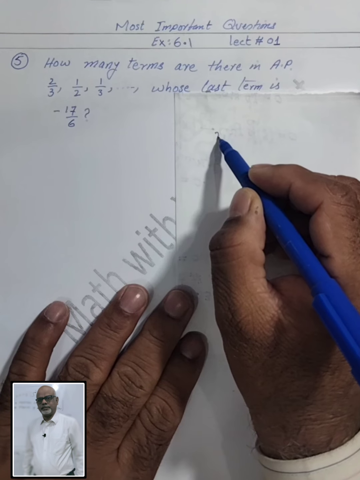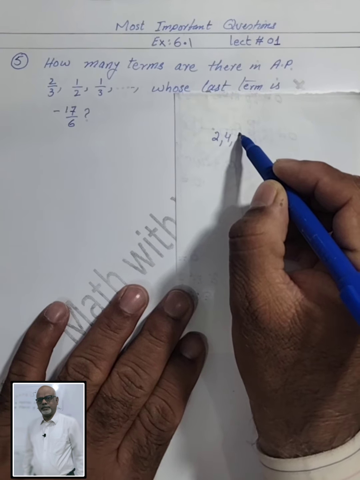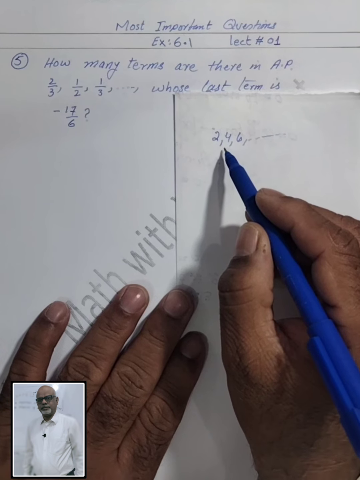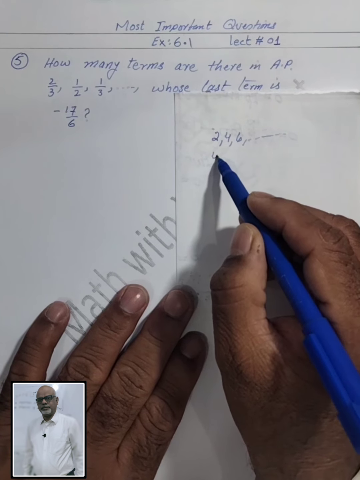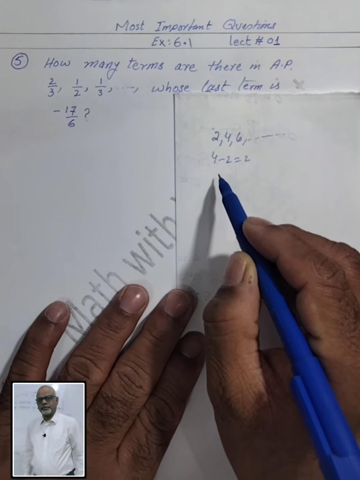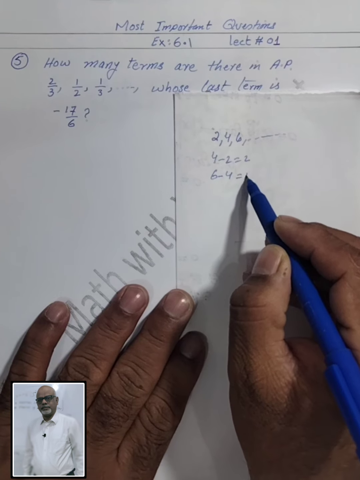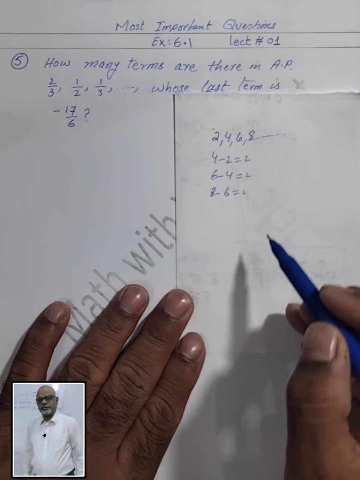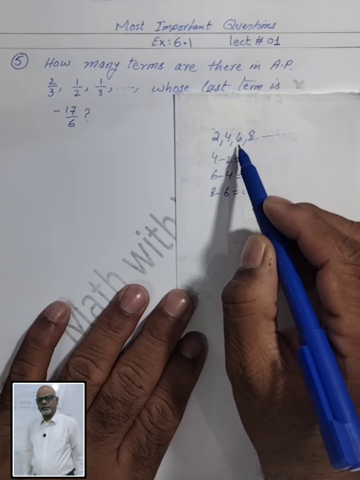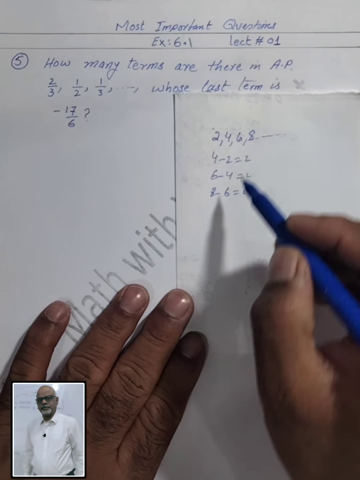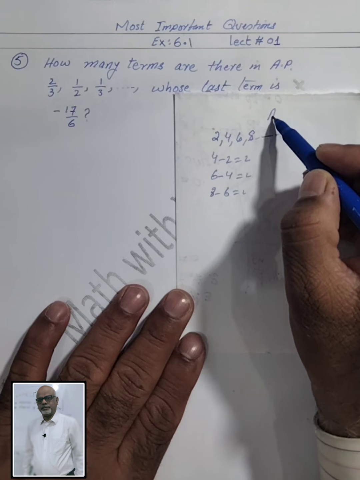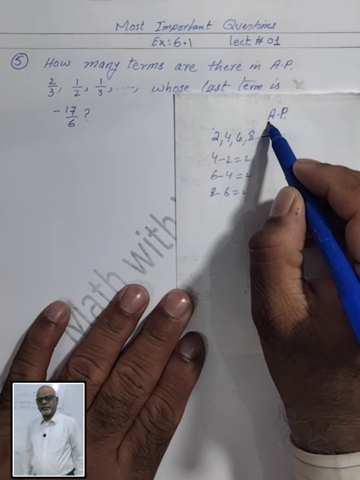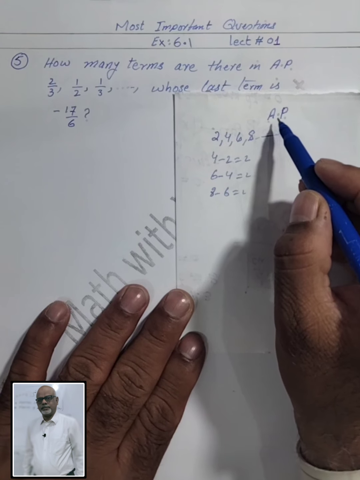Arithmetic progression, for example, if we write down the sequence 2, 4, 6 and so on, the difference between two consecutive terms remains the same. For example, 4 minus 2, the difference is 2. 6 minus 4, the difference is 2, and so on. 8 minus 6, the difference is 2. The difference between two consecutive terms remains constant. That sequence is called an arithmetic sequence or arithmetic progression. In short, it is AP. AP stands for arithmetic progression.